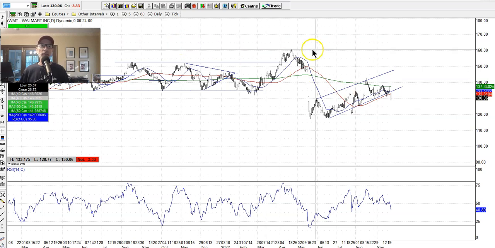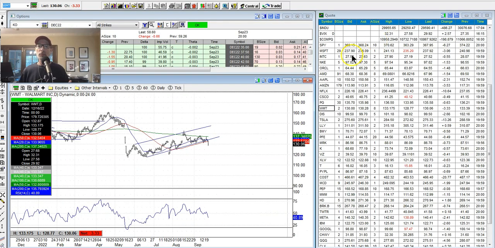Okay, so Walmart is falling through the lower edge of the channel here. Got to keep an eye on it. And September is done. Hopefully it'll turn around and start moving up again. Let's go through our list here. I'm trying to see if there's anything really notable that we want to look at.